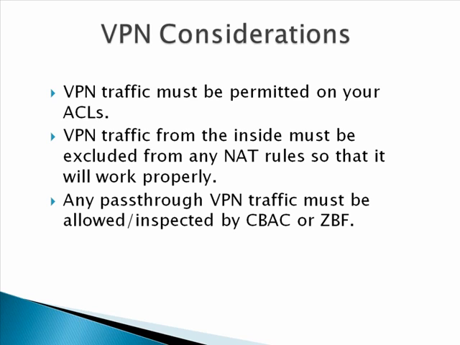Pass-through VPN traffic as well has to be either allowed or inspected by CBAC or zone-based firewall. Meaning, if you're going to VPN from inside your network to somewhere on the internet, the traffic's got to be allowed on your ACL. It's got to be allowed out, and any traffic that might come from the outside going to the inside for that VPN has to be allowed or inspected as well.